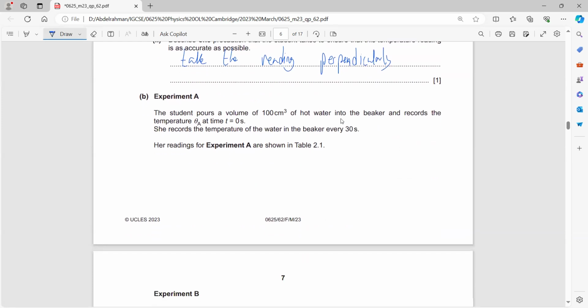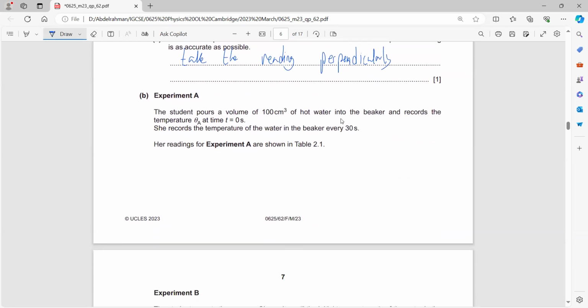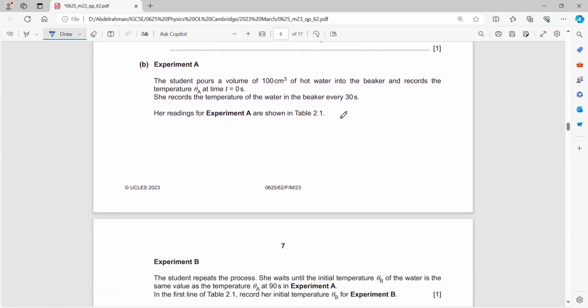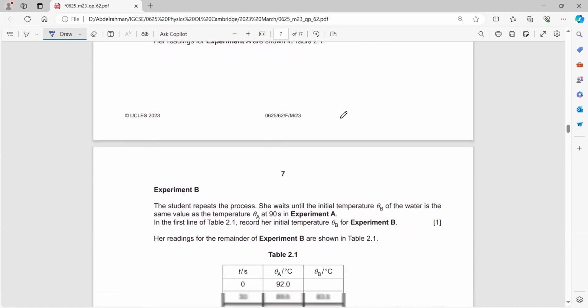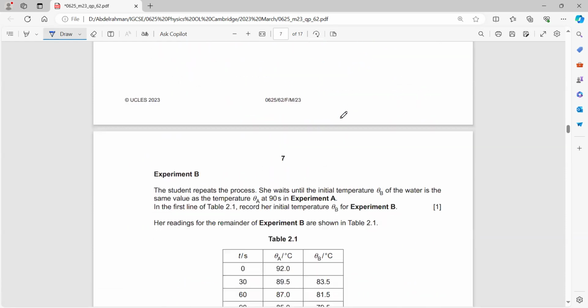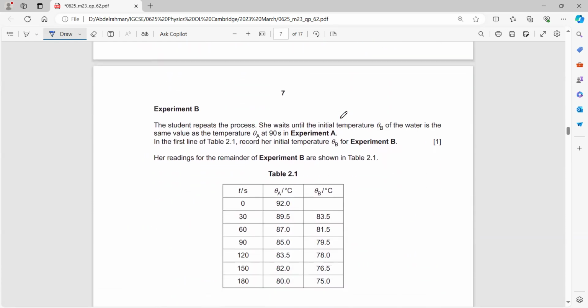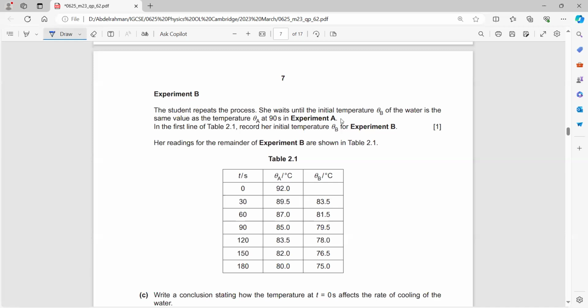Soon pours the volume of 100 centimeters cubed of water, and records the temperature at time 0. She records the temperature every 30 seconds. This is experiment A. And then experiment B, she repeats the process. She waits until the initial temperature theta B of the water is the same value as the temperature theta A at 90 seconds in experiment A.